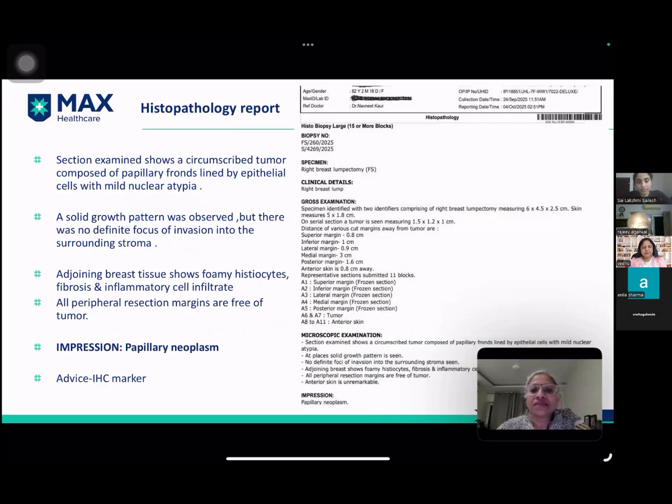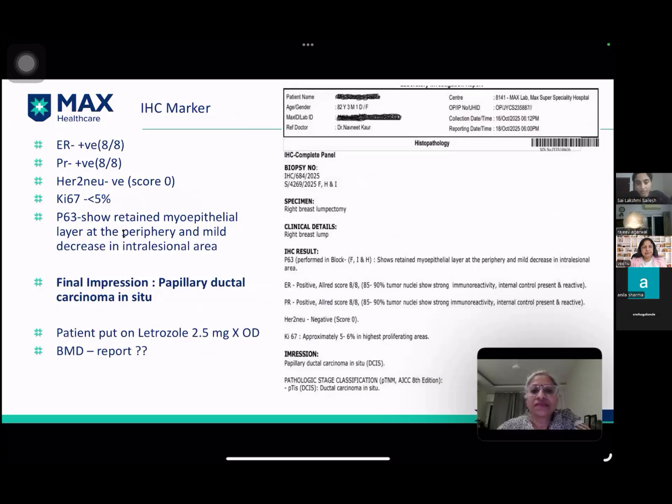The pathologist advised IHC markers, and the IHC shows ER positive, PR positive, HER2 negative, Ki67 less than 5%, and P63 shows retained myoepithelial layers at the periphery and mild decrease in the intralesional area. The final impression of the histopath report is papillary ductal carcinoma in situ.